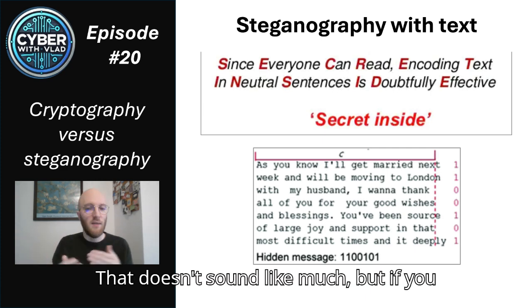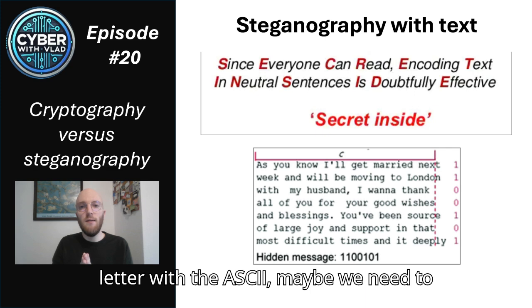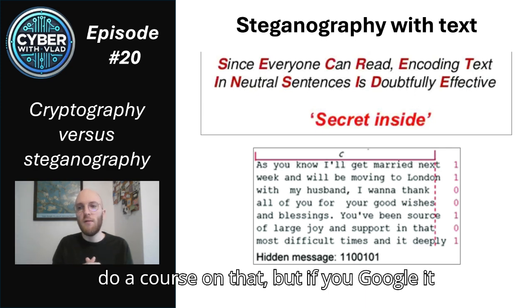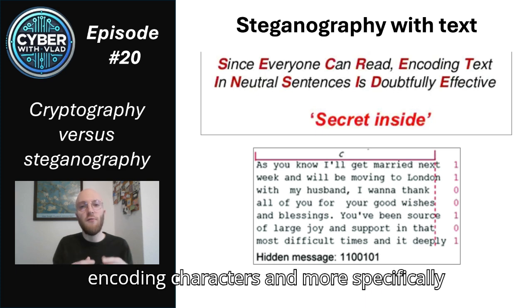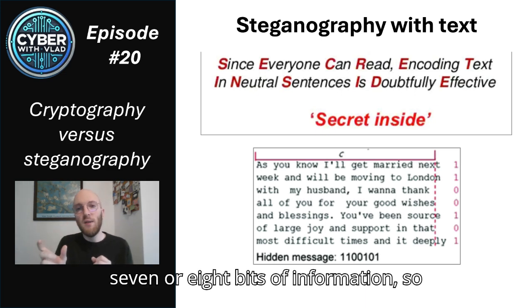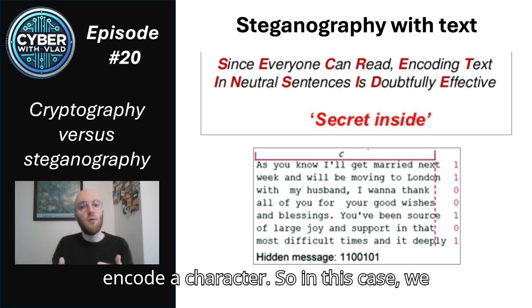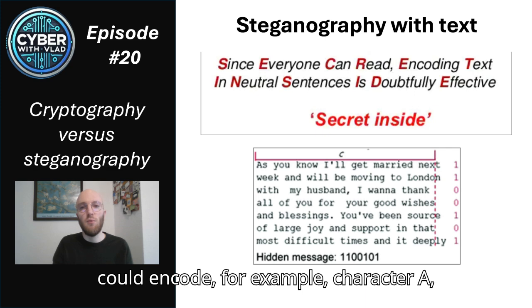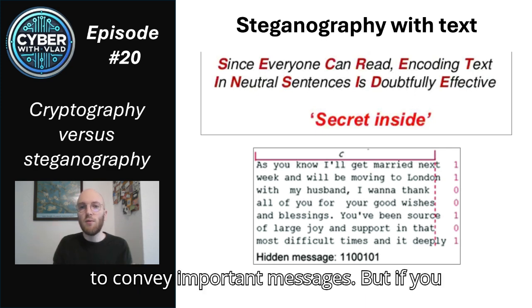1100101. That doesn't sound like much, but remember that encoding a letter with ASCII, maybe we need to do a course on that, but if you Google it, ASCII is a way of encoding characters and more specifically letters. You will understand that with 7 or 8 bits of information, so 7 or 8 zeros and ones, you can encode a character. In this case, we could encode, for example, character A, B, etc. So it takes a lot more text to convey important messages.